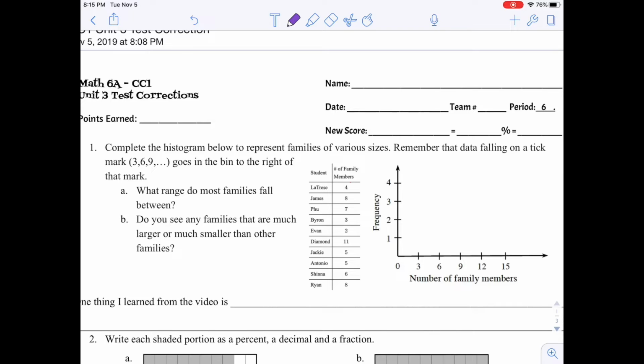Okay, this is our Math 6A, Unit 3, Test Correction. Number 1, complete the histogram below. I'm going to go ahead and highlight as I read. Complete the histogram below to represent families of various sizes. Remember that data falling on a tick mark, 3, 6, 9, and so forth, goes in the bin to the right of that mark. This is what that means.